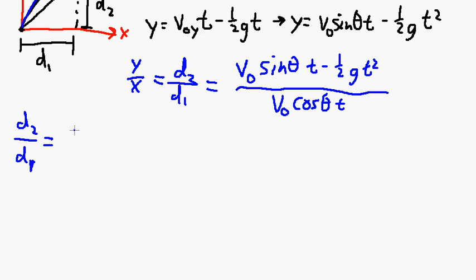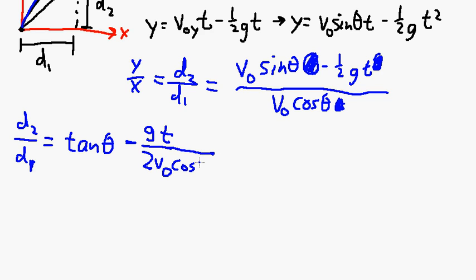We can definitely cancel a t everywhere, right? So t goes, and the t squared goes. So then we've got V naught sine theta over V naught cosine theta. So what we really have is tangent theta, okay, minus, and there's no cure for ugly here. So this is going to be g over 2 V naught times t over cosine theta. This is nasty, but we do know all these things. We know d2, we know d1, we know theta, we know V naught, and we know g. So all we need to find is t.